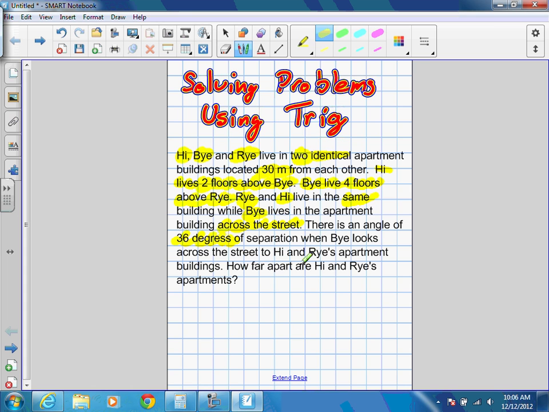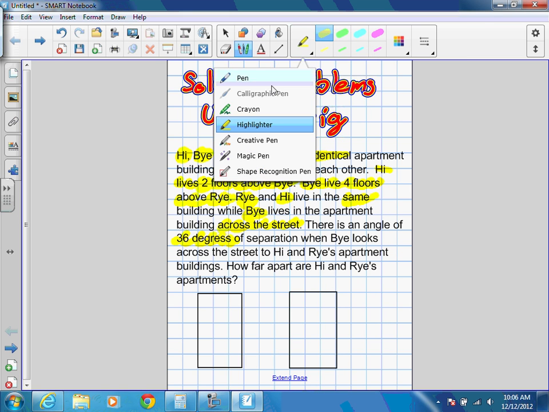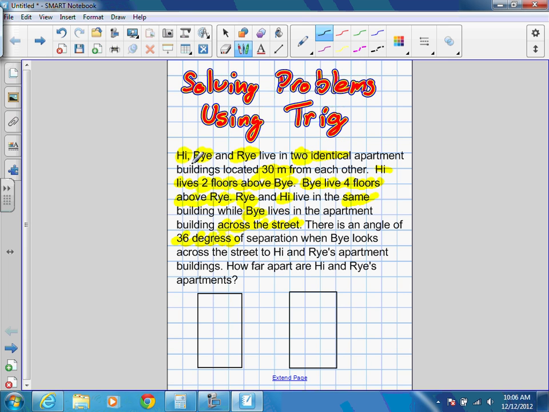Again, very tricky. Let's try to build our 2 apartments. We know they're identical to each other. Let's talk about who lives in which apartment building. So, Hi, Bai, and Rai, we know that Rai and Hi live in the same building. This is going to be Hi. We'll use H for Hi and R for Rai. They live in that building, which means Bai lives in this building.